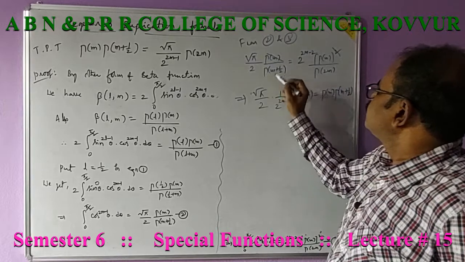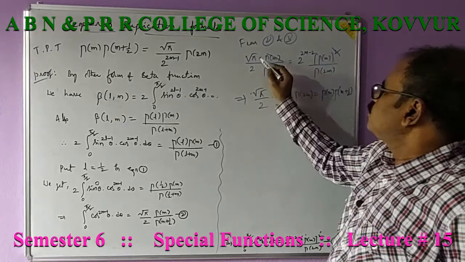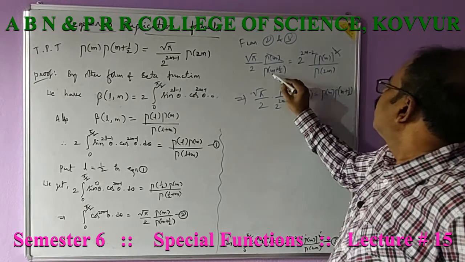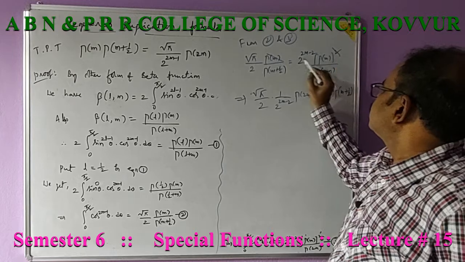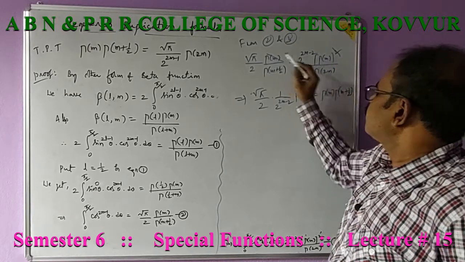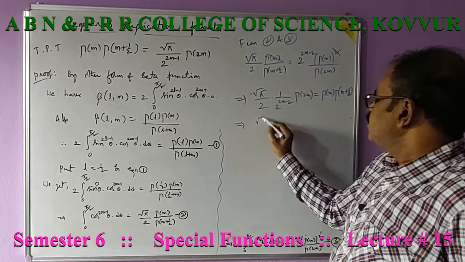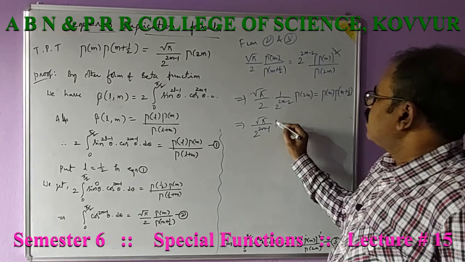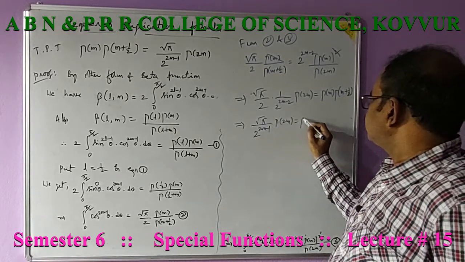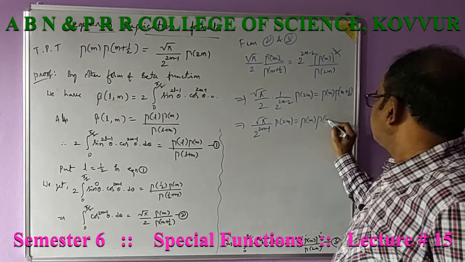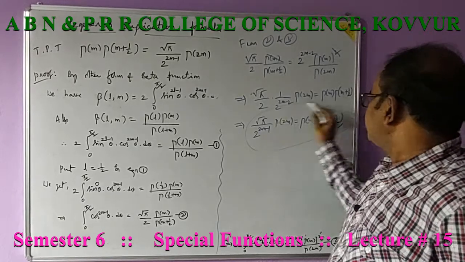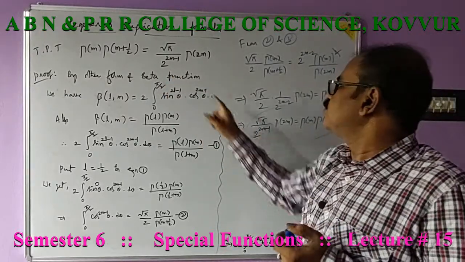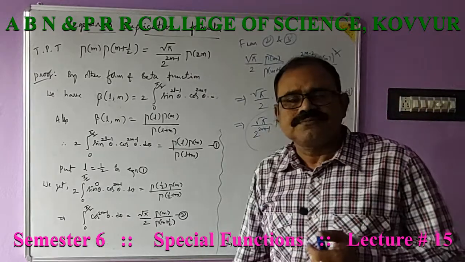This is sent here, cross multiply: root pi by 2 to the power of 2m minus 2, gamma m into gamma m plus half, denominator of gamma 2m comes here. Simplifying which what you get is root pi by 2 to the power of 2m minus 1 gamma 2m is equal to gamma m into gamma m plus 1 by 2. That is what we require. Gamma m into gamma m plus half is equal to root pi by 2 to the power of 2m minus 1 into gamma 2m.